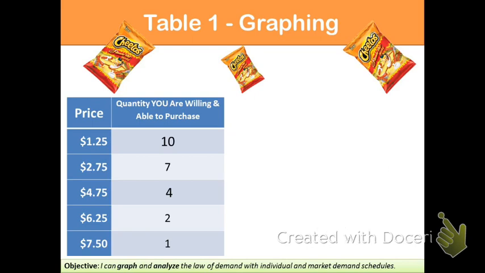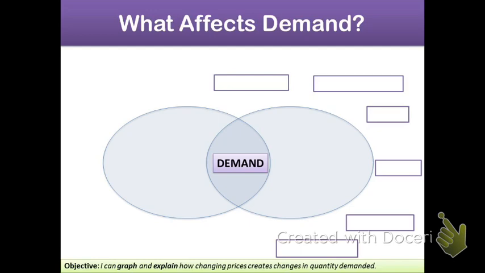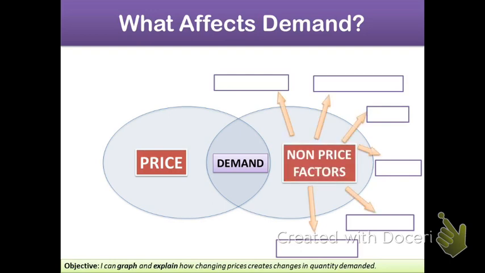Okay, so you can do that on your do now, and then you can also do that for the market demand schedule, doing the same thing. This graphic organizer will help you understand the many ways that demand is affected. We're going to look at one way today. In your homework for next class, you're going to look at other ways. So for today, we'll look at price, and in the future, we're going to look at non-price factors.